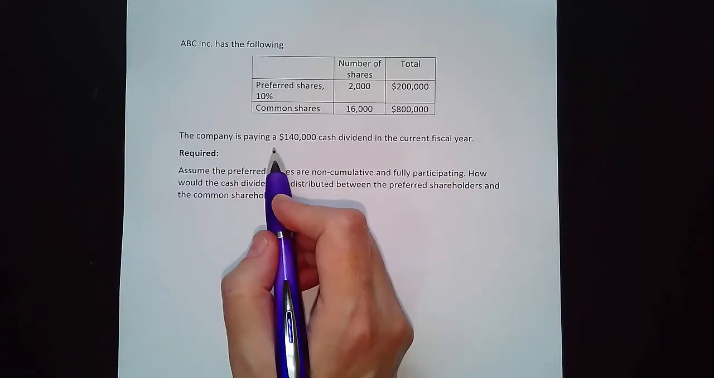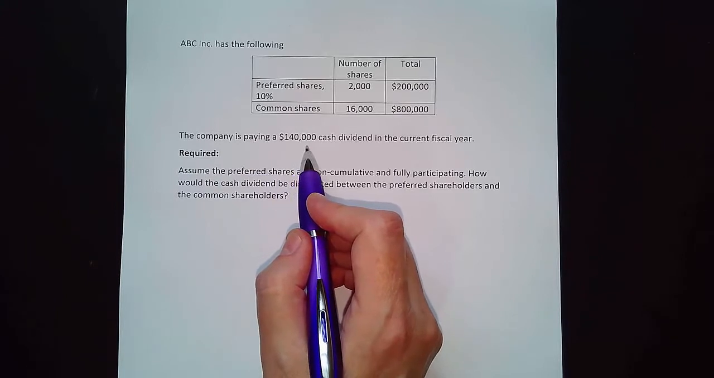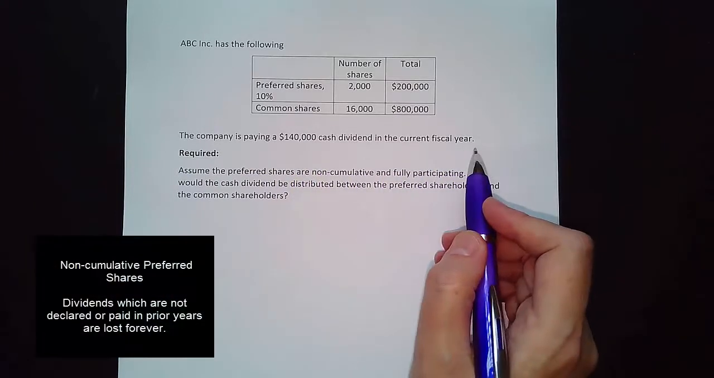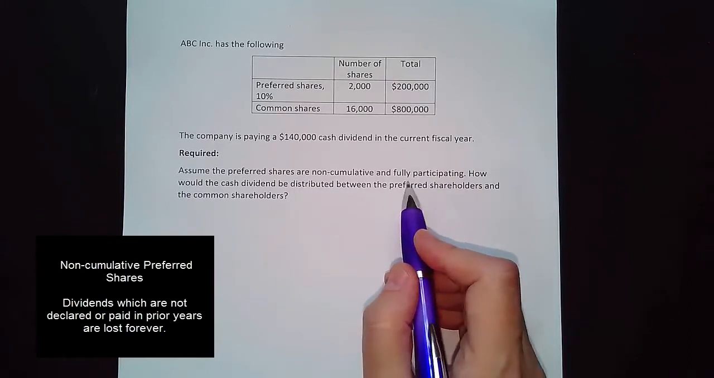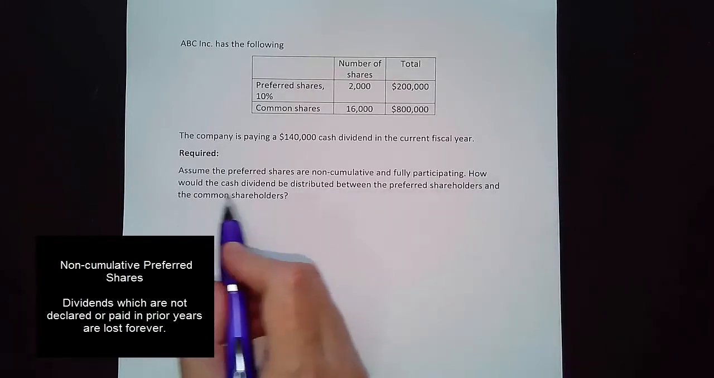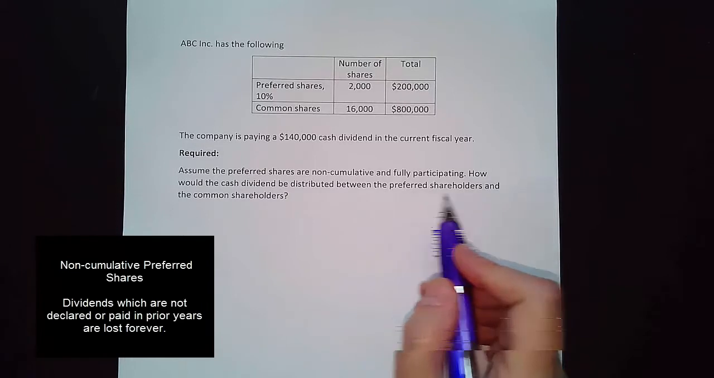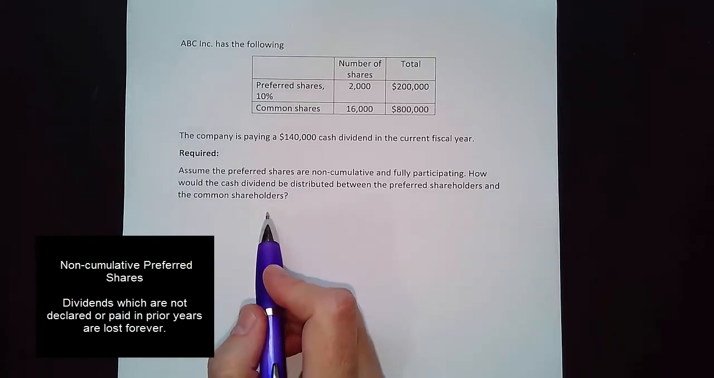The company is paying a $140,000 cash dividend in the current fiscal year. Required. Assume the preferred shares are non-cumulative and fully participating. How would the cash dividend be distributed between the preferred shareholders and the common shareholders?